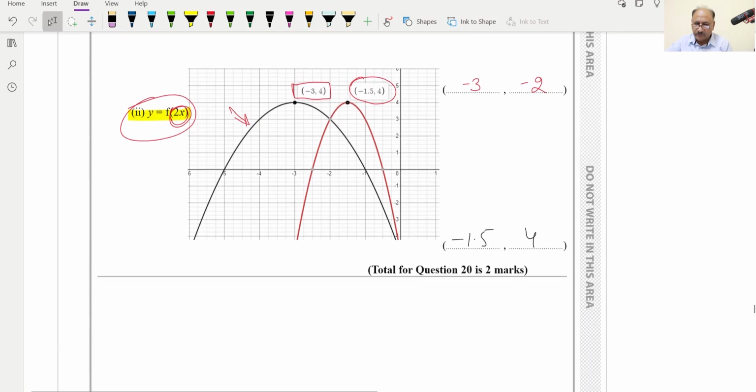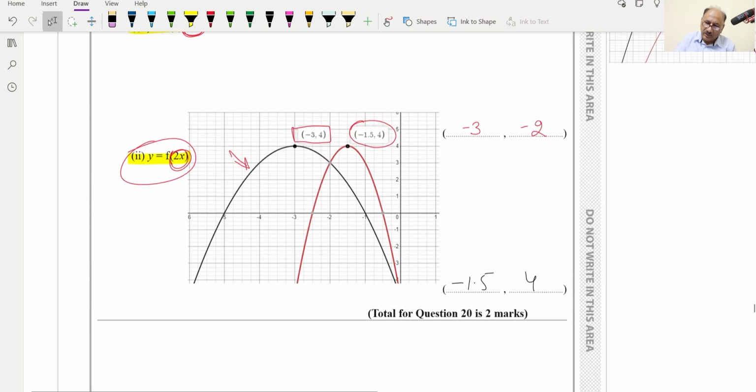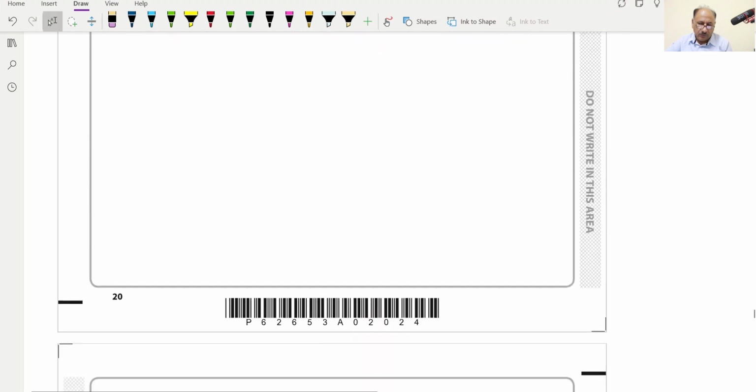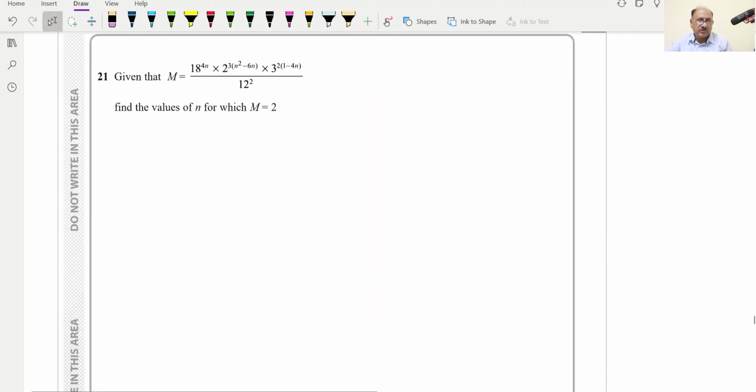Hopefully you understood this. For example, -3 will be multiplied by 1 by 2, because in this case the factor is 2, and we will get -3 by 2, which is equal to -1.5, and this is how we got this -1.5. Hopefully you understood this also. Now we can move to the next question.